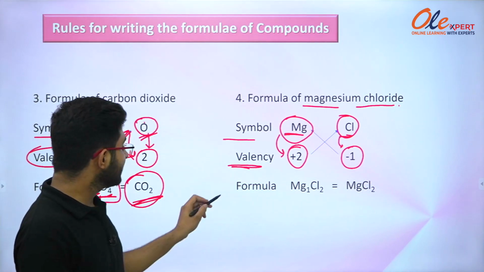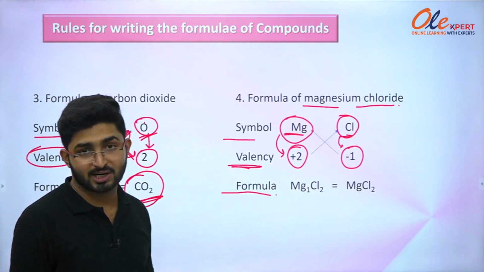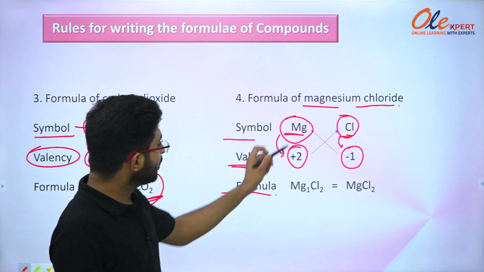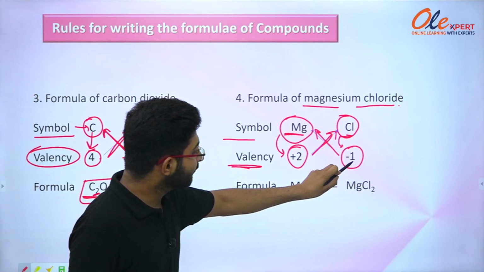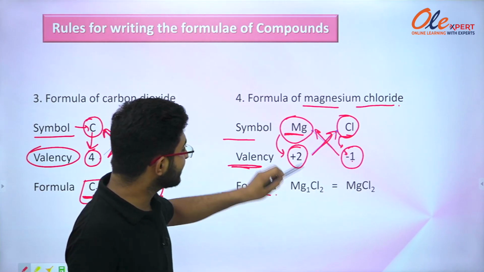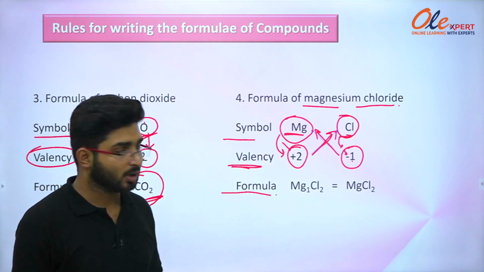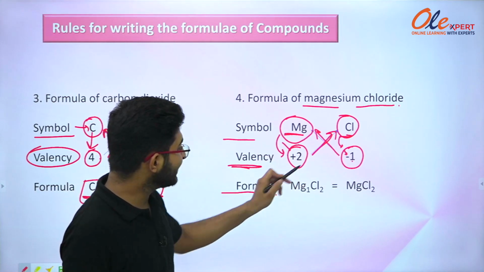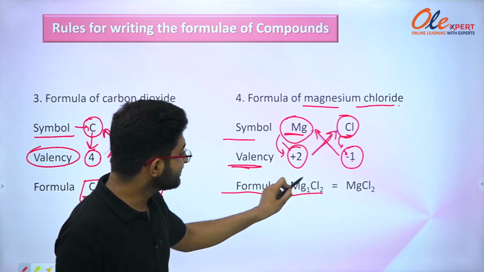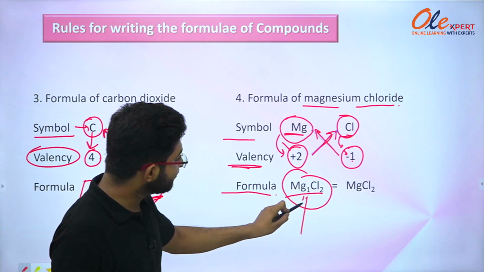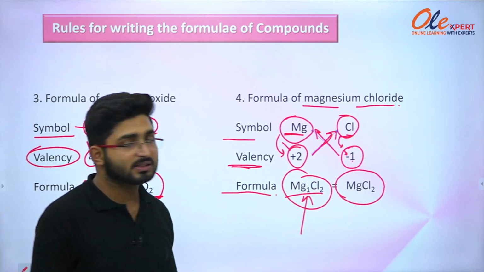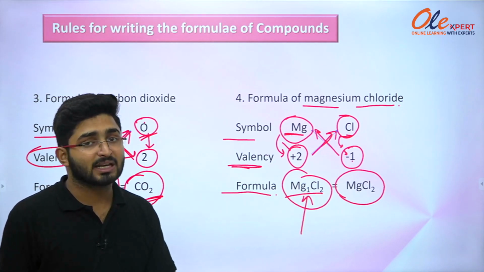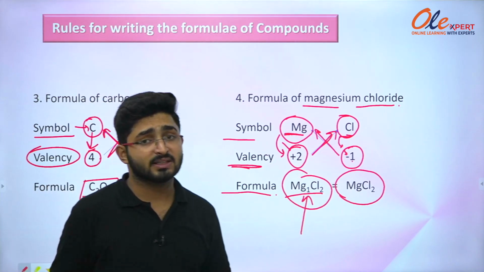Now you have to write the formula after interchanging the charges with the atoms. When we are interchanging the charges, we will write it as Mg1. We will not consider the negative sign and positive sign. Okay, so we will write Mg1Cl2. You can see here, and we also know that we do not consider 1. So we will write the final formula as MgCl2. So this is the formula for magnesium chloride, that is MgCl2.